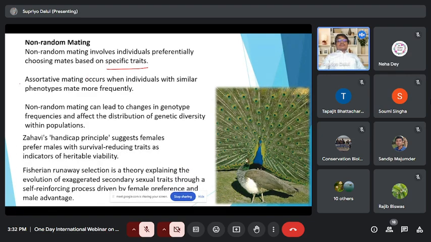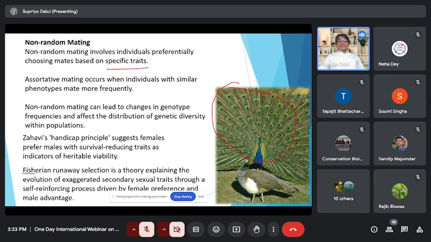Zahavi's handicap principle suggests that females prefer males with survival-reducing traits, or handicap traits. If we take the example of the peacock, the peacock's secondary sexual characteristic, that is their tail, is a kind of handicap for them. Because of this large tail, it is not possible for them to fly or run from predators. But still, this trait is selected by the females because it also suggests that having this kind of handicap trait, the individual is still surviving in the wild. So that's why the females tend to select these males with longer tails.